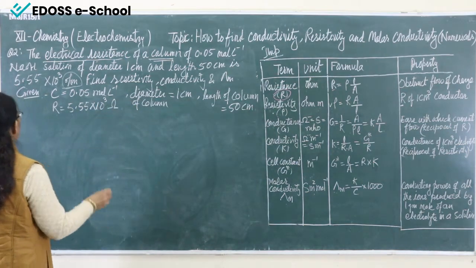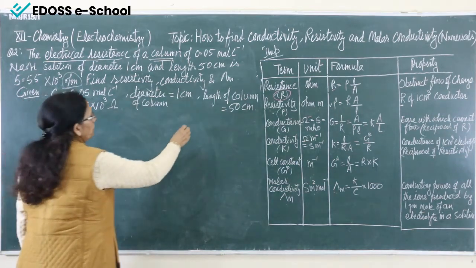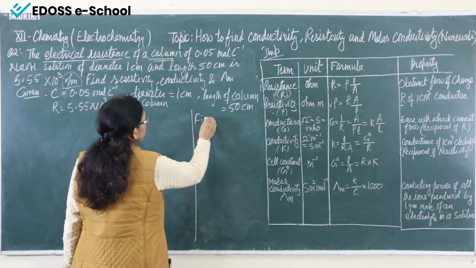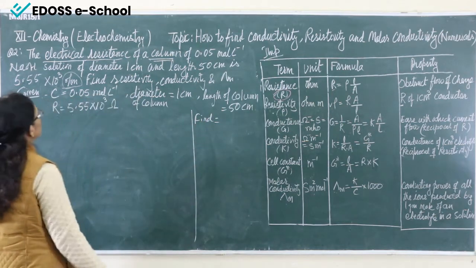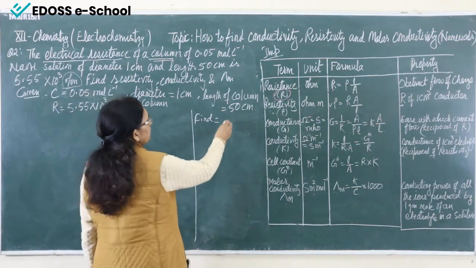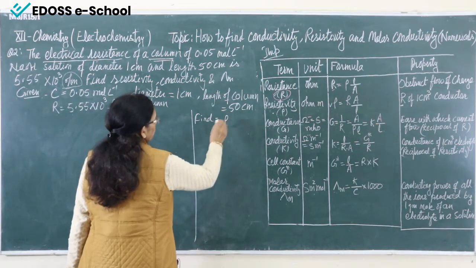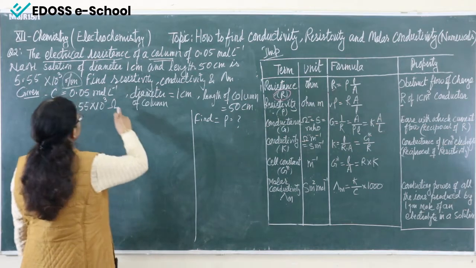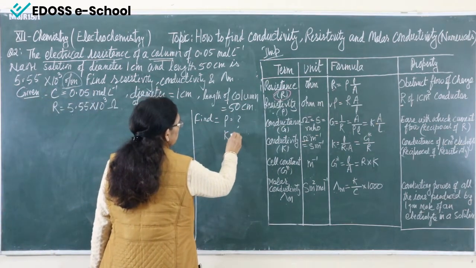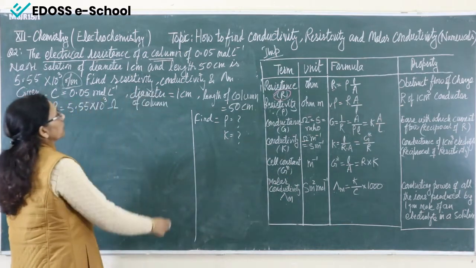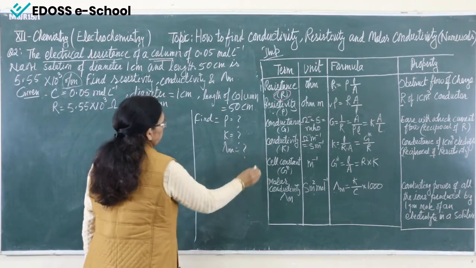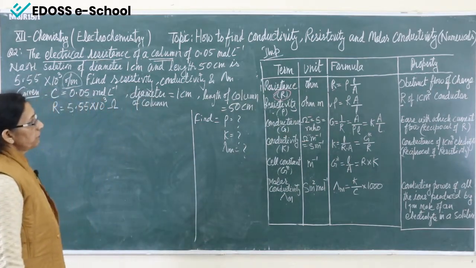Now what we have to find? Now write here what we have to find. First thing, we have to find resistivity, resistivity means we can say rho. Second thing, conductivity, conductivity we can say K. And lambda m we can say molar conductivity. So these are the three things we have to find.